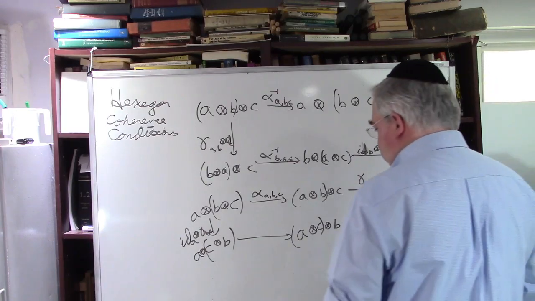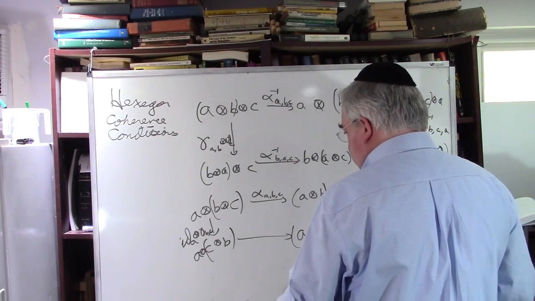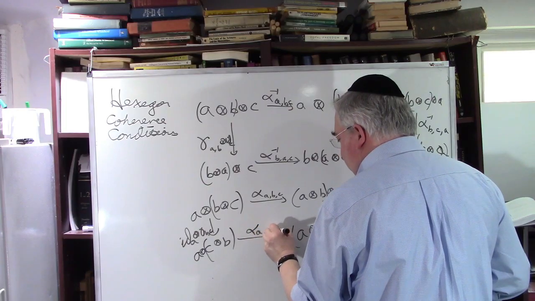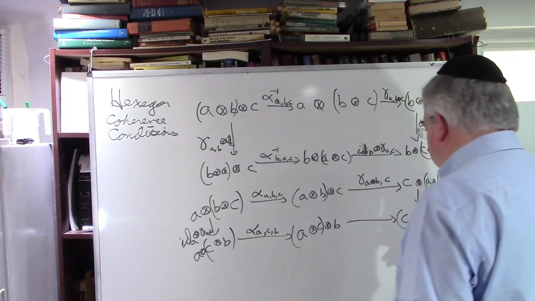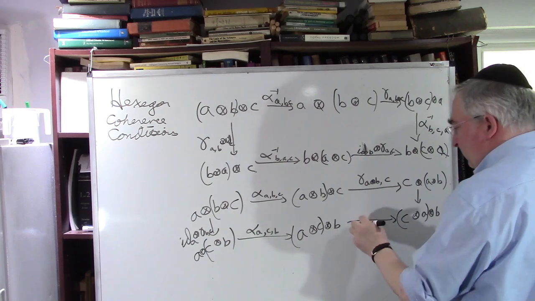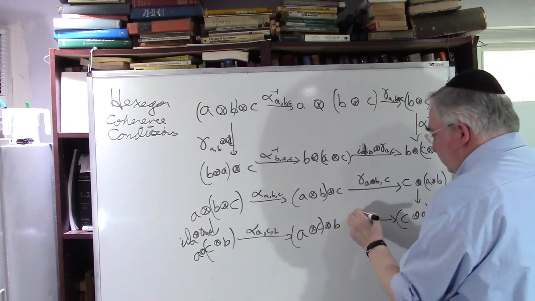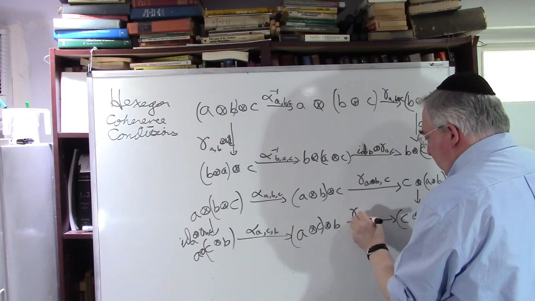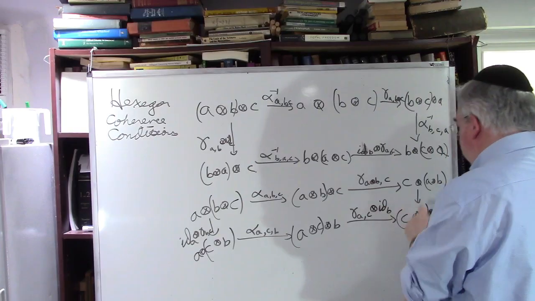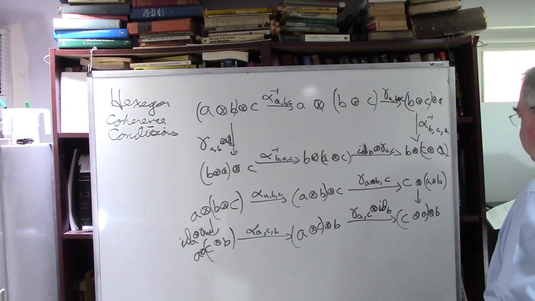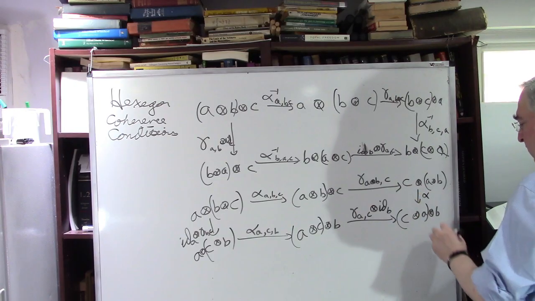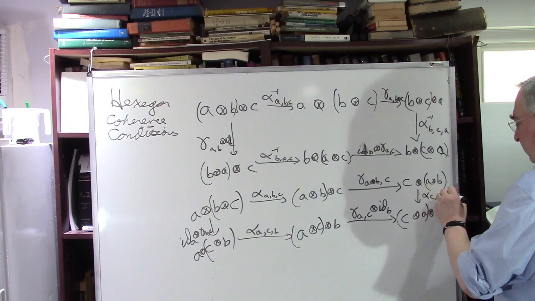This is alpha of A, comma, C, comma, B. This is AC, CA, so this is gamma of A, comma, C, tensor identity on B. Last one. This is alpha of C, comma, A, comma, B.